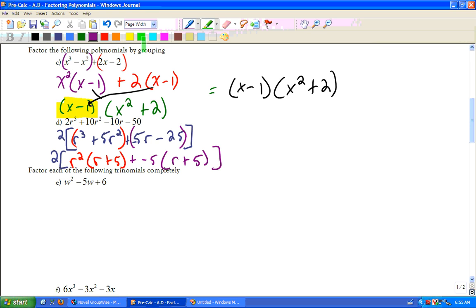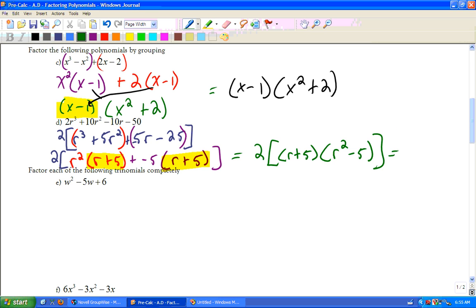What's nice is we have our little built-in check. Here it is, r plus 5, r plus 5. That expression is present in both of our terms, so we know we can use that as our greatest common factor now to pull it out. We're left with 2 times the quantity r plus 5, and our remainder is r squared minus 5.